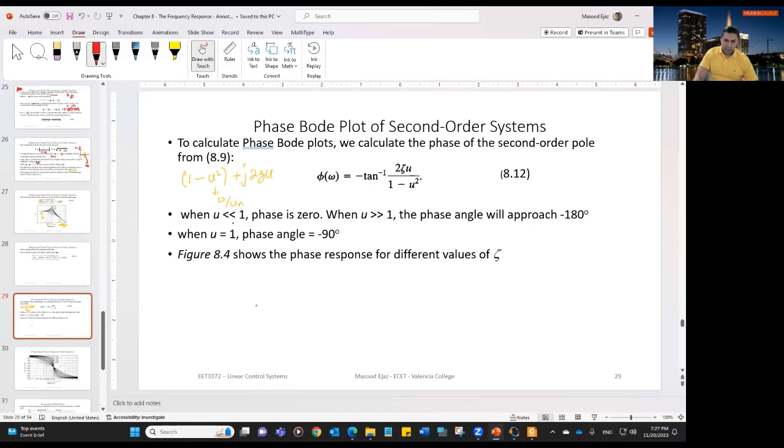So when u is quite smaller than 1, or omega is quite smaller than omega n, then we assume that phase is 0, because the numerator is going to be 0 if we assume u is very small, and the angle is going to be 0. When u is quite larger than 1, that is omega is quite larger than omega n, the phase is going to approach negative 180 degrees.